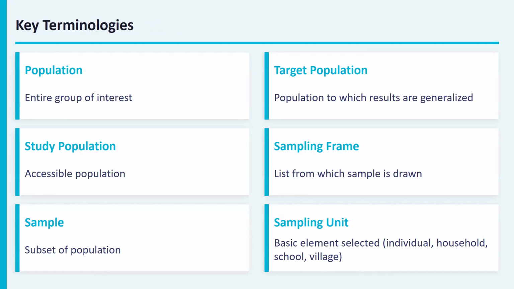These are the key terminologies used while studying sampling techniques. Population, which is the entire group of interest. Study population, which is the population accessible to us. Sample, which is the subset of population. Target population is the population to which results are generalized. Sampling frame is the list from which the sample is drawn, and sampling unit is the basic element which is selected, and that can be an individual, household, school, village, and so on.